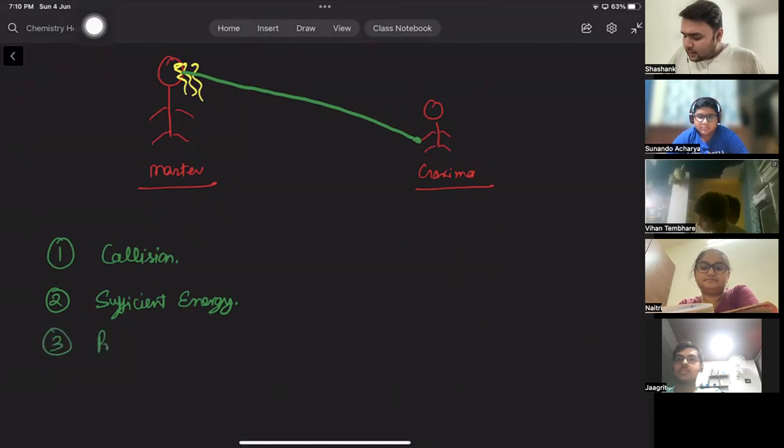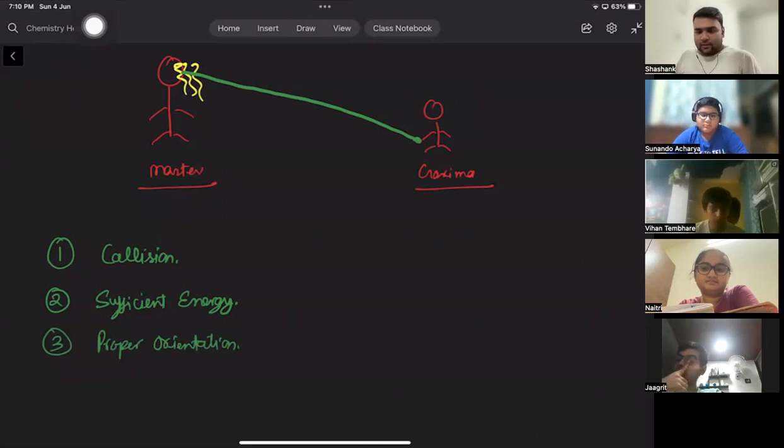And third, proper orientation. Now, what do I mean? Suppose when Garima threw the stone, it hit me, and it hit me with the required amount of energy. But the problem was that it did not hit my head, it hit my leg. So I might be limping for the rest of the week. But was the task achieved that master's skull should open? No. We had sufficient energy. The collision also happened, but the orientation was not correct. Instead of the head, it hit the leg.